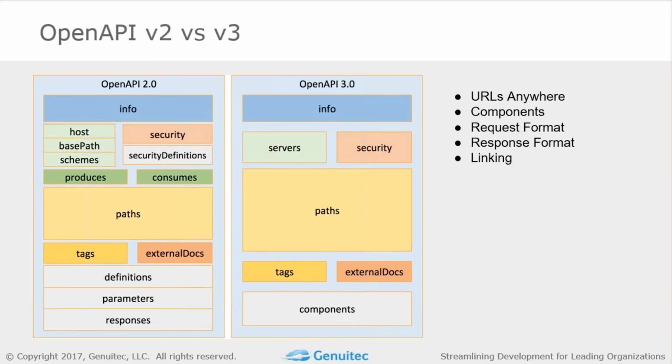In version 2, you saw the host and you saw the base path. In version 3, really URLs are anywhere. You can specify them individually; even individual endpoints can have drastically different URLs. Components are a more formal way of specifying reusable objects, as opposed to the 3 sections we had in the older version: definitions, parameters, and responses. And there are lots of components comprising everything from responses to parameters and links. Request formats and response formats have been made more flexible.